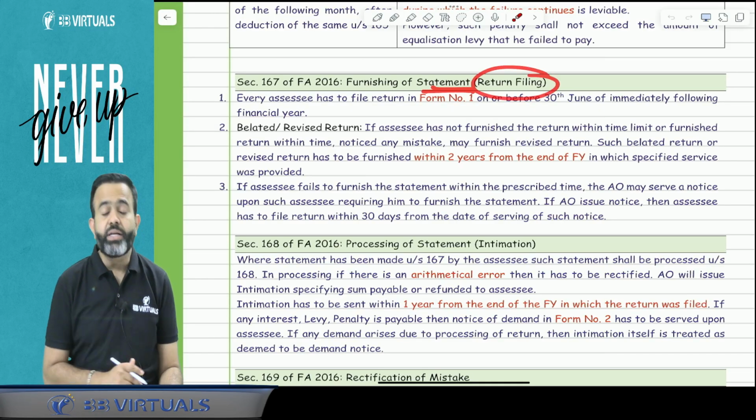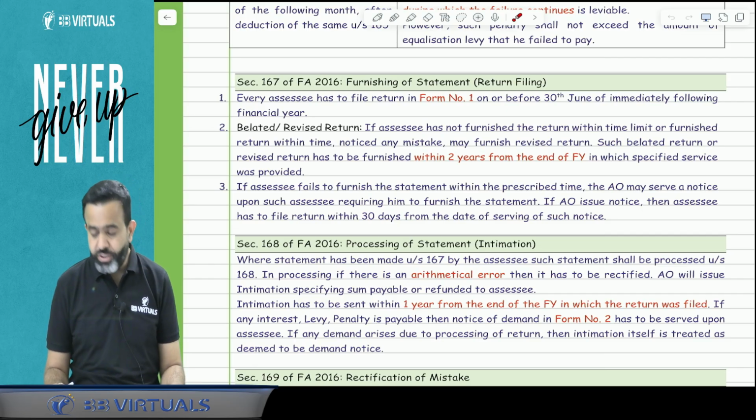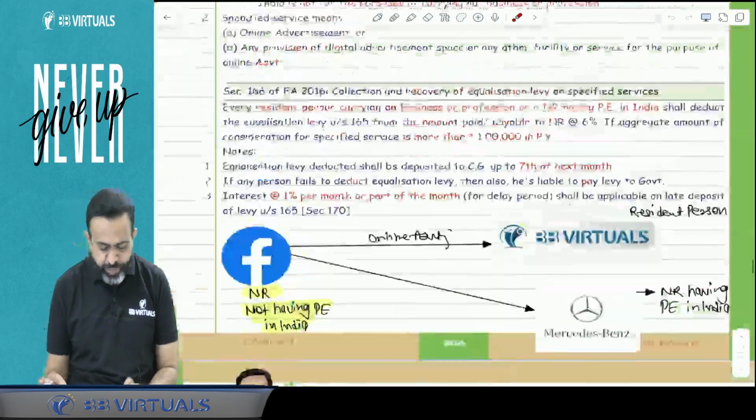Now next part is the section 167 of the Finance Act 2016, that is furnishing of a statement or return. Guys, here equalization levy return also required to be filed. But question is that who will file the equalization levy return? Will the return be filed by Facebook?